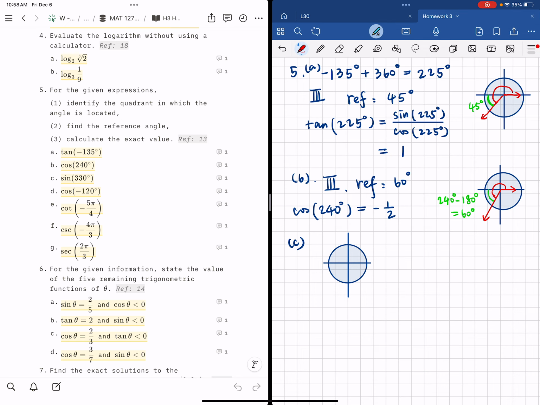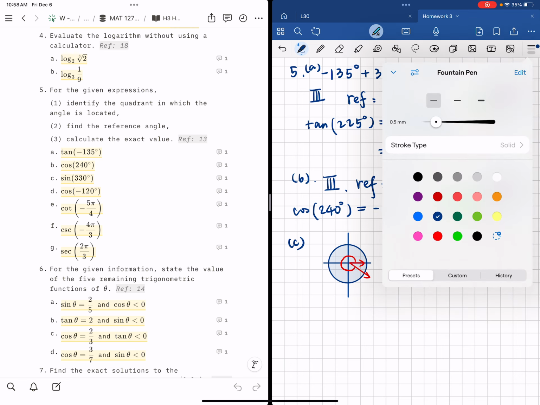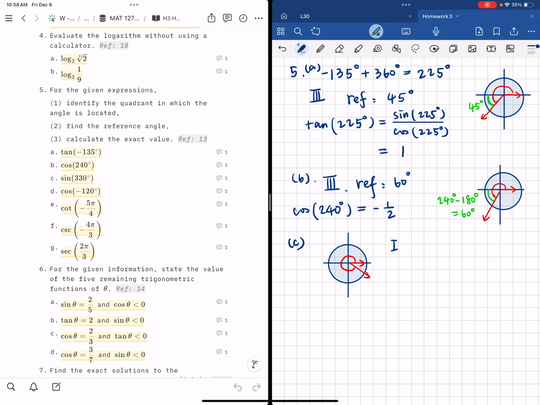Initial side right here. And then 330, so I'm going to go all the way to right here. It will be 270. And you still need to go a little bit further, all the way till maybe right here. And then you do a terminal side. And that's 330. Apparently this angle is in the fourth quadrant.